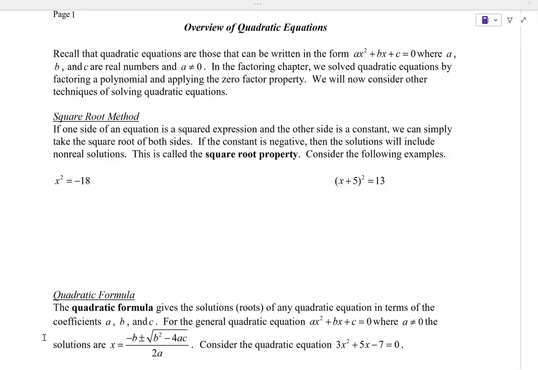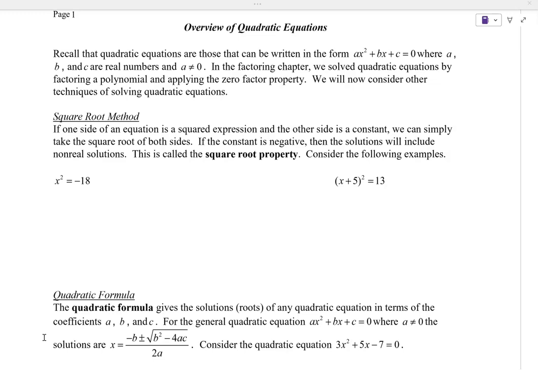So when we're talking about the square root method, we notice that we have a perfect square on one of the sides. And what I mean by that is, notice in the two examples that you have here on the notes sheet, I've got a simple x squared there. That would be a perfect square on the left-hand side. Over here, I've got an x plus 5 squared. Again, a perfect square on the left-hand side.